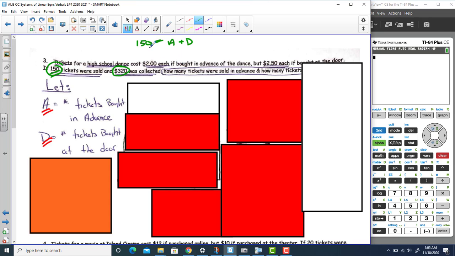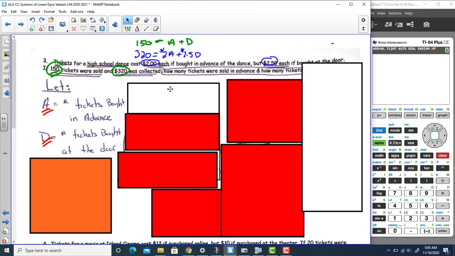Once you have an equation representing the number of tickets sold, you need an equation representing the amount of money collected. Well, the amount of money collected was $320, and that was a result of $2 per advance ticket, so that would be 2 times A, and $2.50 per door ticket, and that would be $2.50 per D. And there's our system. Once you get a system of equations, the next step is to try and modify one or both of them so that you can get the variable, either A or D, to cancel.